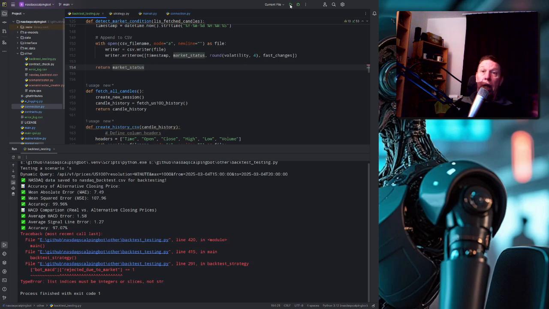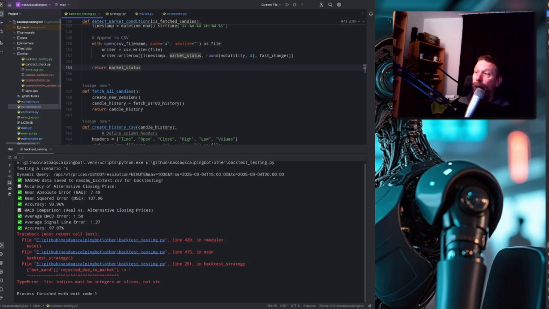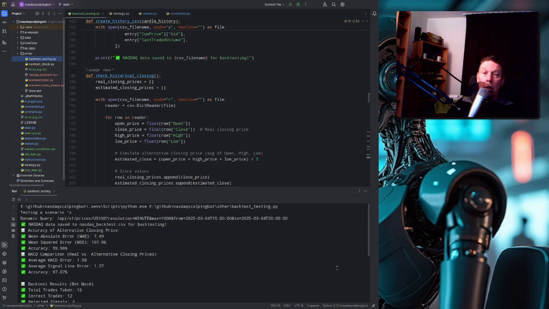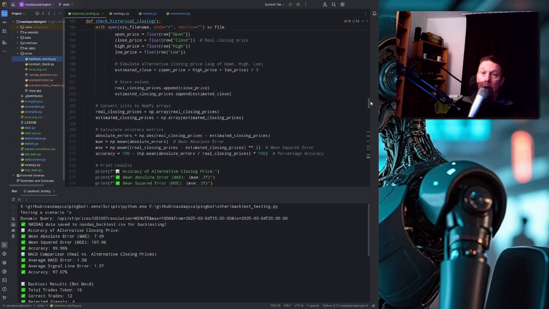Yeah, okay, we don't get an error from not having the right numbers, but we get an error in the telling. Reject market list index must be an integer or slices, not a string. Okay, I'm going to fix this error and we will be back with you. Well, I fixed the error and we added the function like I told you, so let's see how we do.